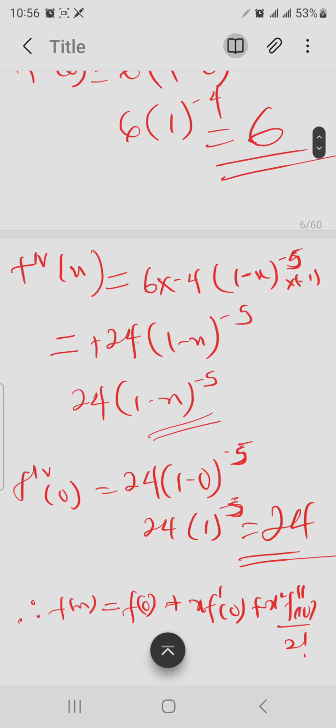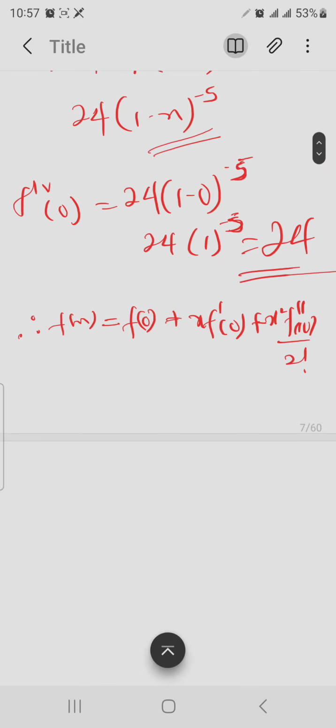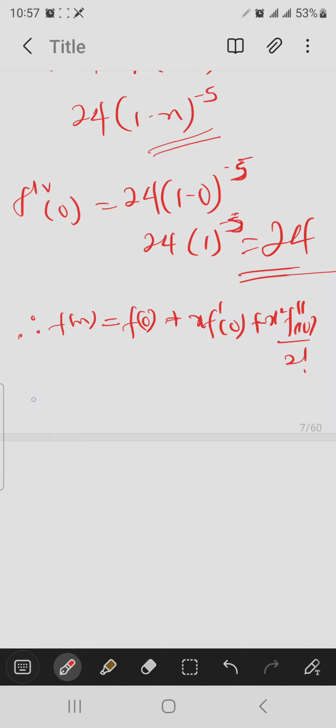Now from the formula of the Maclaurin series, we all know that the formula is f of x equals f of 0 plus x f prime of 0 plus x squared f double prime of 0 over 2 factorial plus x cubed f triple prime of 0 over 3 factorial plus x to the 4 f fourth of 0 over 4 factorial plus dot dot dot, and so on and so forth. It depends on wherever you are taking it to.